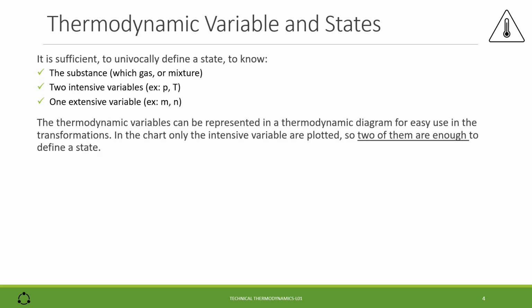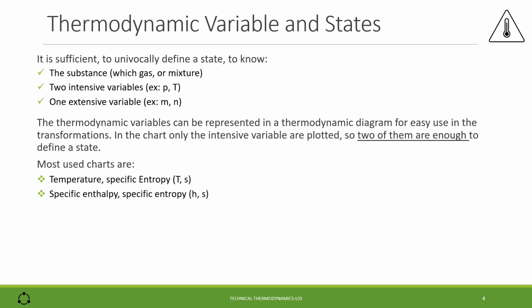The thermodynamic variables can be represented in a thermodynamic diagram for easy use in the transformations. In the chart, only the intensive variables are plotted, so two of them are enough to define a state. The most used charts are temperature and specific entropy, specific enthalpy and specific entropy, pressure and specific enthalpy, and pressure and specific volume.